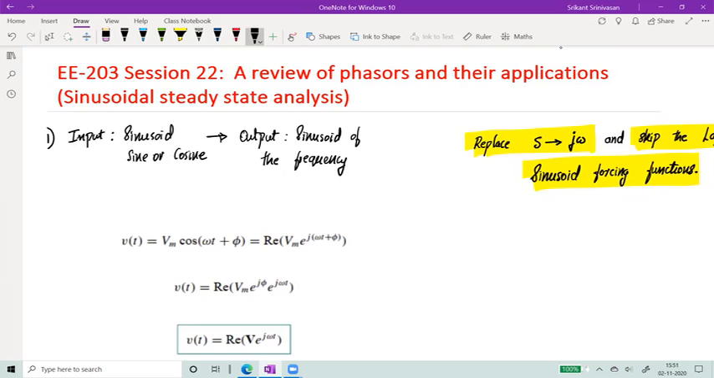And since my output is a sinusoid of the same frequency in steady state, if it's for a very short duration, then you have to worry about the transient response. But if you're talking about steady state, then the transients die out because they exponentially decay. And the only thing that is of importance is the sinusoid function. And the key point was the sinusoid function has the same frequency.